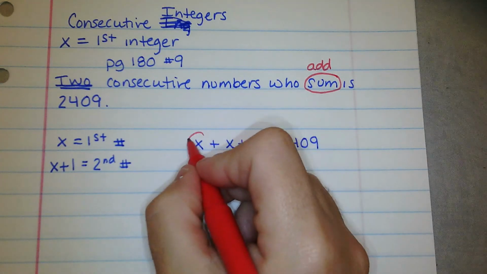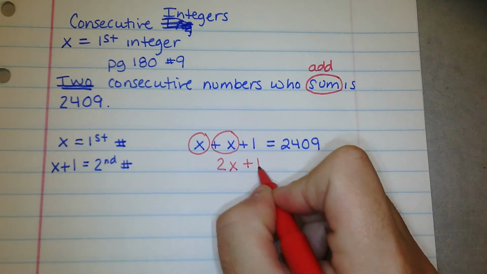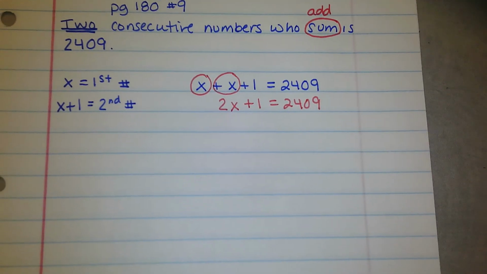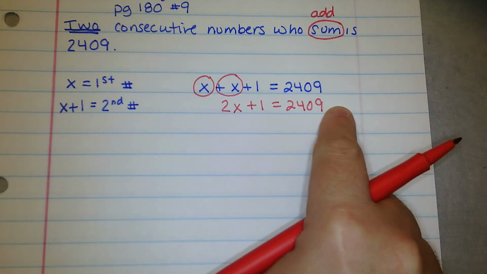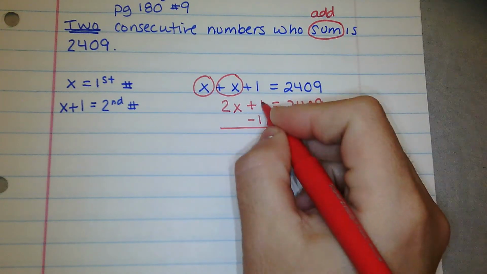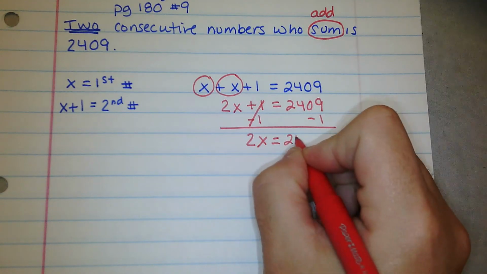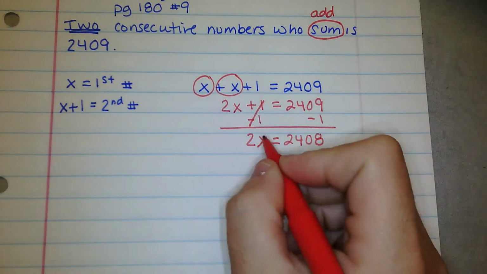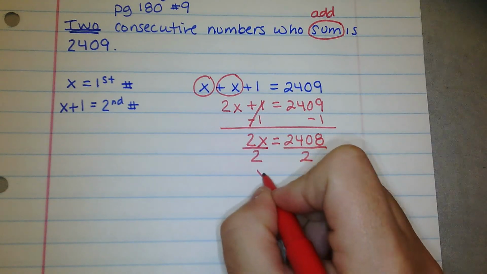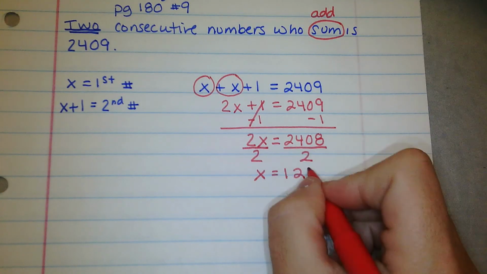Okay, so we have x plus x, and that's going to give us 2x. Bring down your plus 1 equals 2409. Now we're going to solve this for x. So we're going to get our constant over from the left to the right and isolate our variable. And 2409 minus 1 is 2408. And then we're going to divide both sides by 2. And that gives me 1,204.